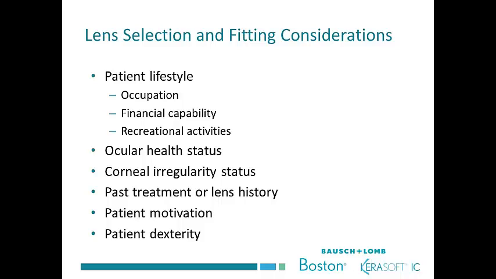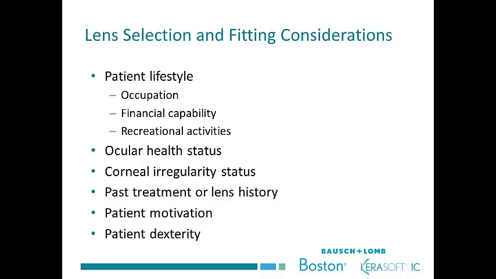You have to determine what their lifestyle is, what their occupation is, their financial capability. Some of these lens modalities are a little more expensive than others, not only for the patient but also for you and your chair time. You also have to consider their recreational activities. You want a lens that's very stable if a patient's very active in sports. You also want to definitely consider their ocular health status.